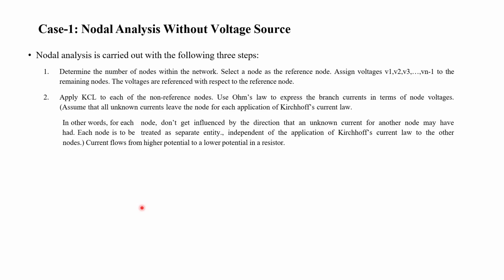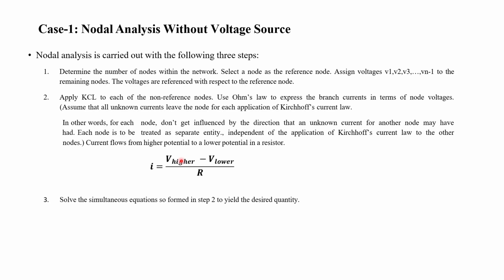This is the equation for Ohm's law, which clearly tells that the current flows from a higher potential to a lower potential through a resistance. And step number 3: in step number 2 we have obtained a certain number of equations. These simultaneous equations need to be solved either algebraically, through Cramer's rule, or any mathematical tool.